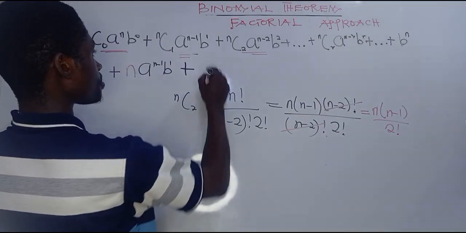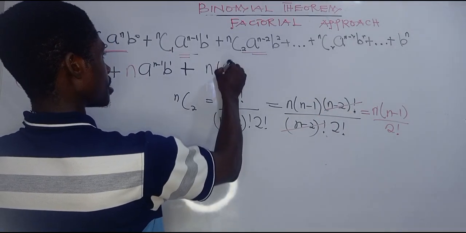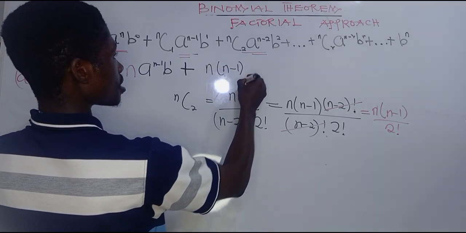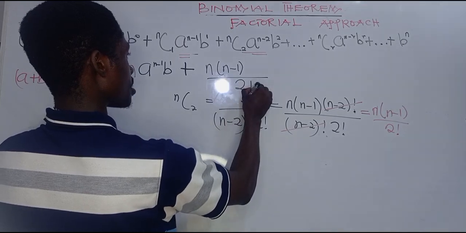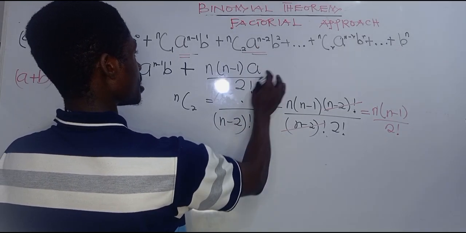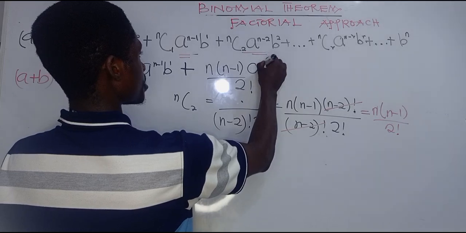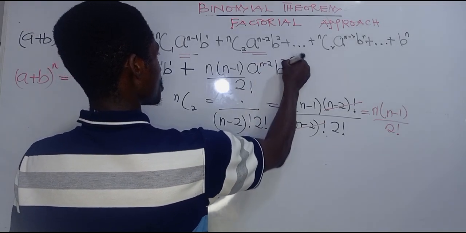So we have n times (n minus 1). Let's add this one. So we have all over 2 factorial, and then we have a^(n minus 2) b power 2.